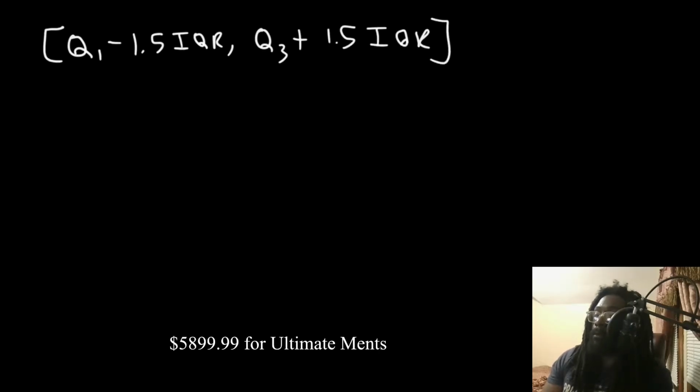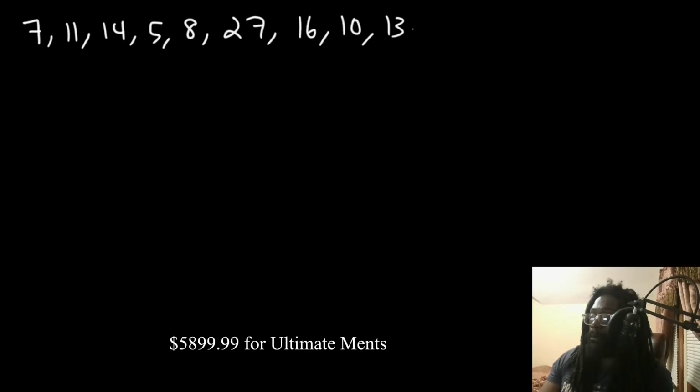So if you have a number that is within this range, it is not an outlier. But if you have a number in the data set that is outside of this range, then that number is an outlier. So let's work on an example. Let's say we have the numbers 7, 11, 14, 5, 8, 27, 16, 10, 13, 17, and 16.